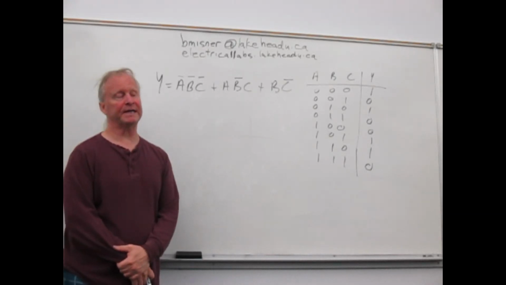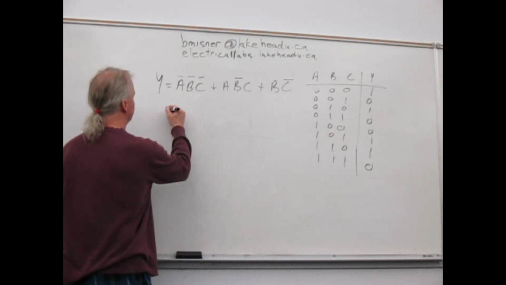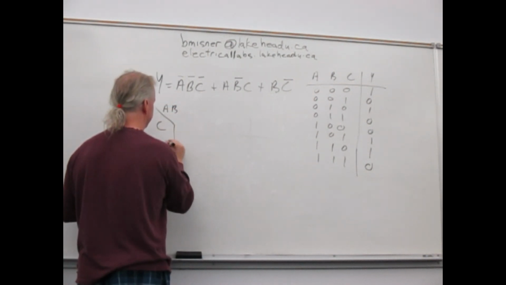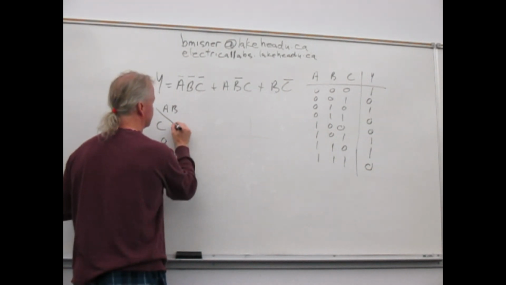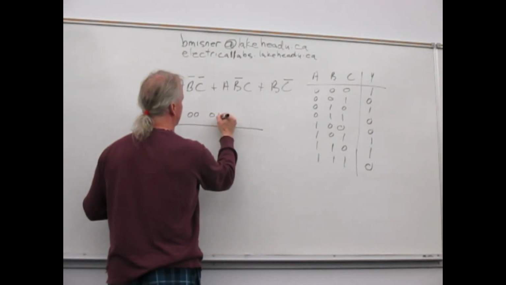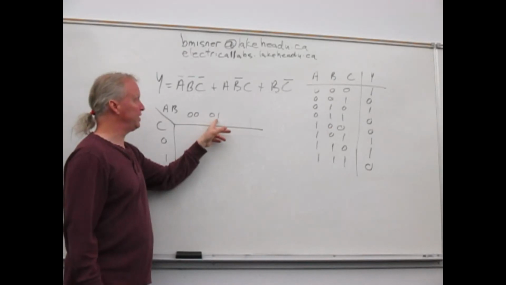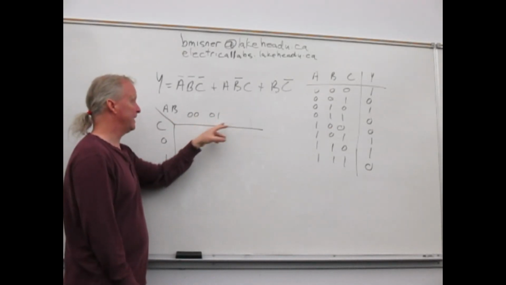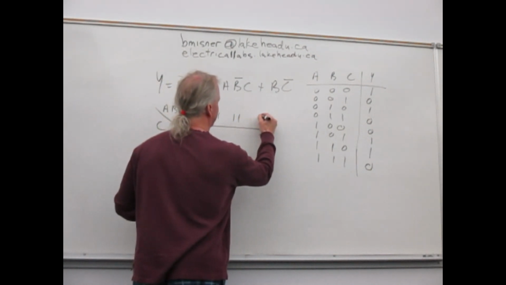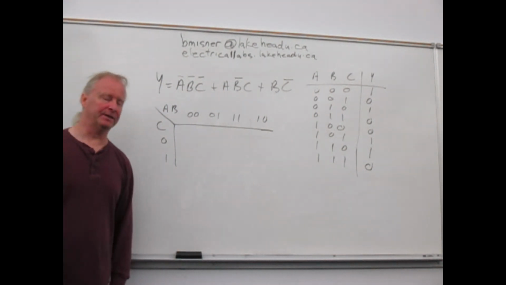Now we want to set up our Karnaugh map. We can group these things differently, it doesn't really matter. I usually do it like this: A, B, and then C. So this is 0 and 1. So it's 0, 0, 0, 1. The next one is 1, 1. You can only change one of these bits at a time, so I can't do 1, 0 next. It has to be 1, 1, and then 1, 0. That's just the way it is.